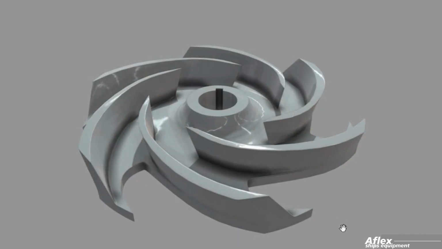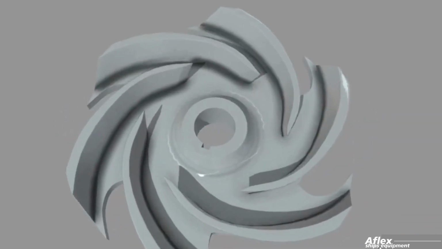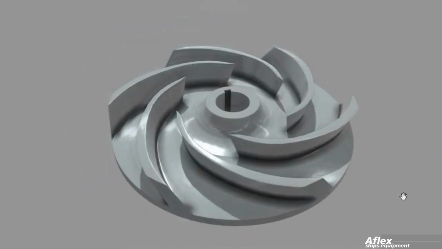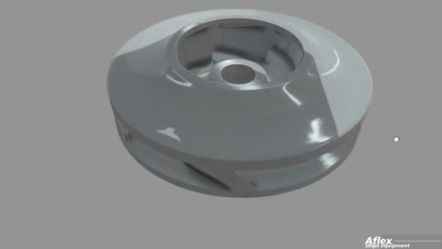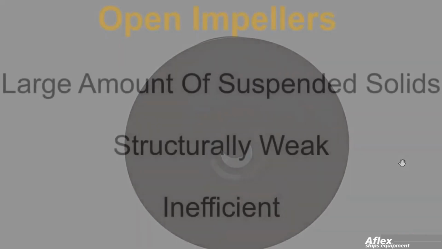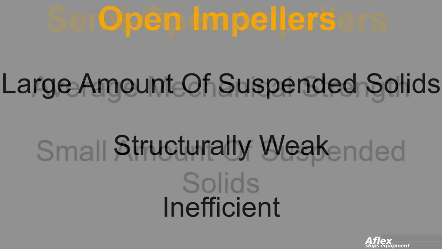As already mentioned, it's possible to have an open impeller. That's one that has no shrouds, such as the one we're looking at now. A semi-open impeller, which has 1 shroud, and a fully closed impeller, which has a shroud both on the top and the bottom. Open impellers are ideally suited for handling fluids with a large amount of suspended solids. However, they are also structurally weak and inefficient.